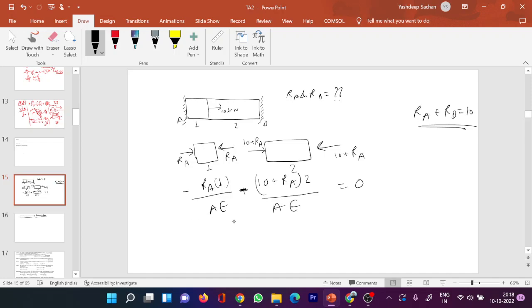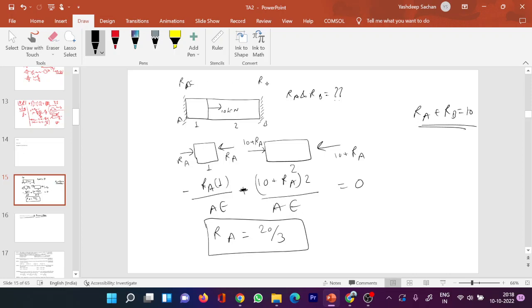So what would be the value of RA from here? Sir, 20 by 3. RA would be 20 by 3. Plus is coming, right? Yes, sir. It will be tensile, I think. So 20 by 3 means 10, yeah. And for RB we need not write here because directly 10 plus RA it is coming. So we can find both ways, RA and RB both.